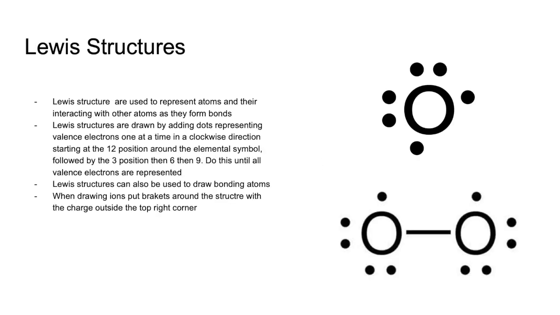Lewis structures are used to represent atoms and their interactions with other atoms as they form bonds. Lewis structures are drawn by adding dots representing valence electrons one at a time in a clockwise direction, starting at the 12th position around the elemental symbol, followed by the 3 position, then 6, then 9. Do this until the valence electrons are all represented. When drawing ions, put brackets around the structure with the charge outside, just above the top right corner.